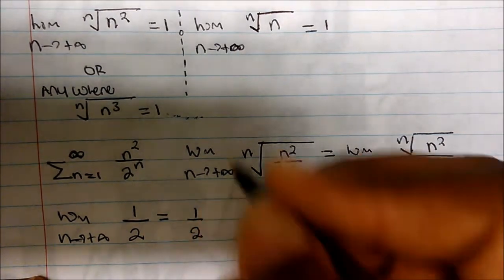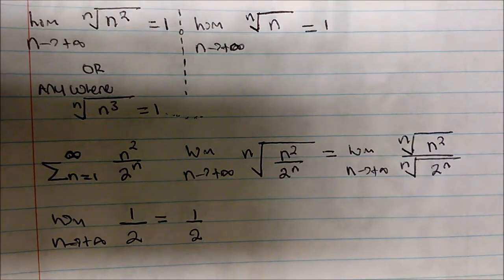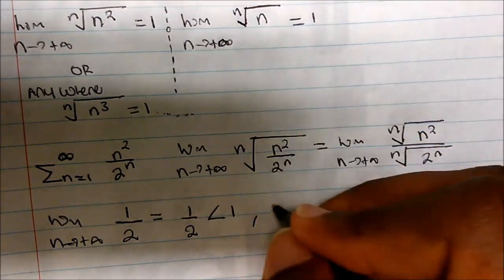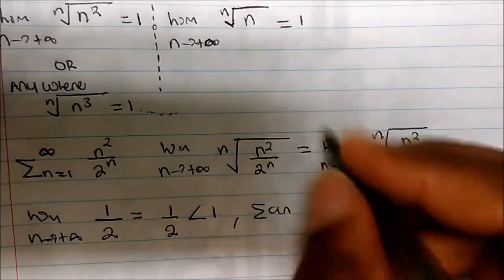So in fact, the limit as n approaches positive infinity will actually be 1 over 2. My limit is actually 1/2, which is less than 1. So therefore, we can conclude that the summation of a_n actually converges.